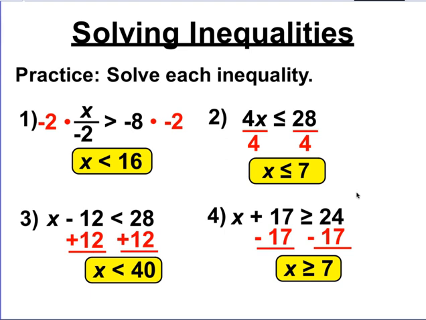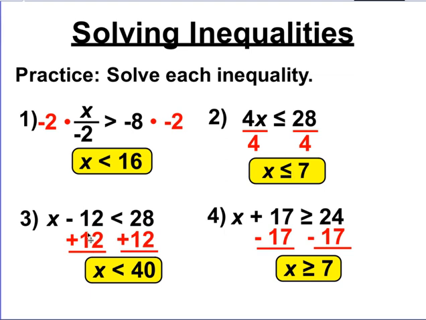Here are the solutions. What you'll notice is that in the first problem, I had to multiply by negative 2 to solve. Since I multiplied by a negative number, the sign flipped. And negative 8 times negative 2 is positive 16. Okay? In problem 2, I divided by positive 4. Since I divided by positive 4 on both sides, the sign stays the same. And x is less than or equal to 7.